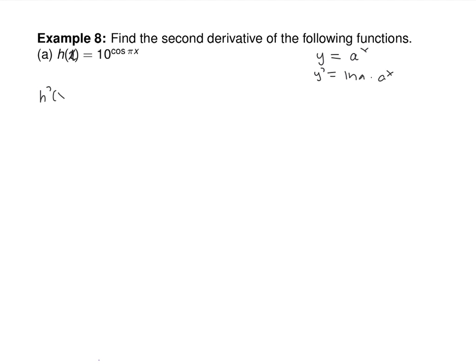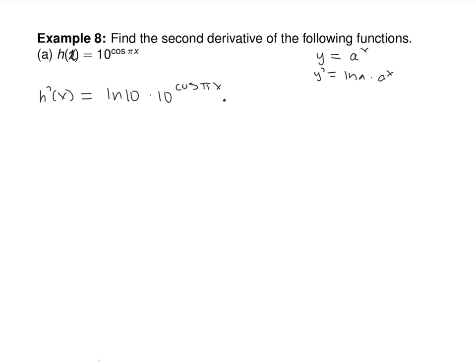Okay, h prime of x. So can I just keep a t and say this equals 0? No. Okay, so first of all, what's the derivative of 10 to the stuff? ln 10 times 10 to the stuff, okay? Then you've got to multiply by the derivative of the stuff.